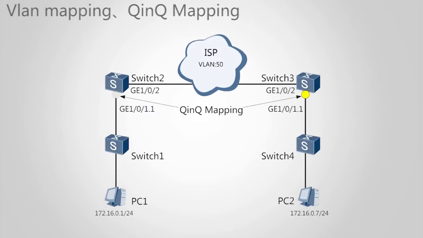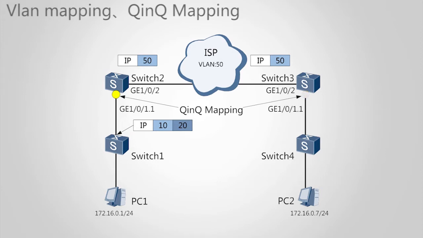As shown in this figure, 2-to-1 QinQ mapping is configured on GE1/0/1.1 of switch 2 and switch 3. 1. GE1/0/1.1 of switch 2 receives a frame with an inner tag VLAN 10 and an outer tag VLAN 20. 2-to-1 QinQ mapping is configured on GE1/0/1.1 to map inner and outer tags of the frames received to tag 50 of the ISP network. 2. The frame sent by switch 2 is transparently transmitted on the ISP network.